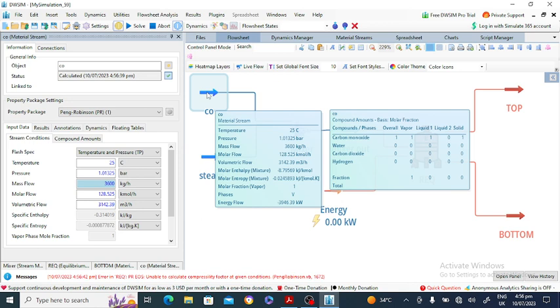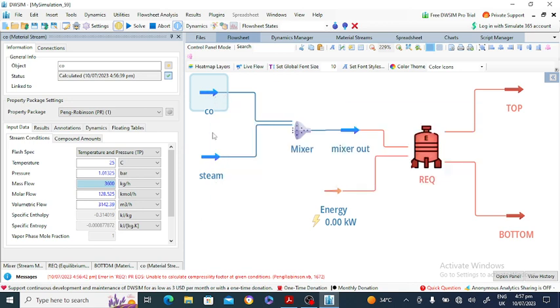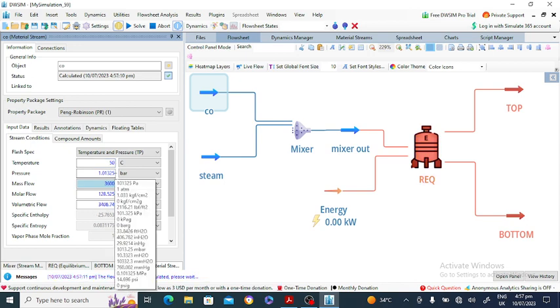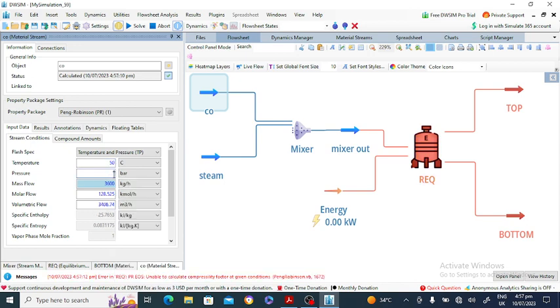So this is 25 and this is 100 and this is 25. Suppose I am changing this one to 50 degrees centigrade and this one to 2 bar pressure. Again it shows some error, we cannot calculate the compressibility factor. So for the carbon monoxide, suppose it is again 25 degrees and 1 bar pressure is okay.